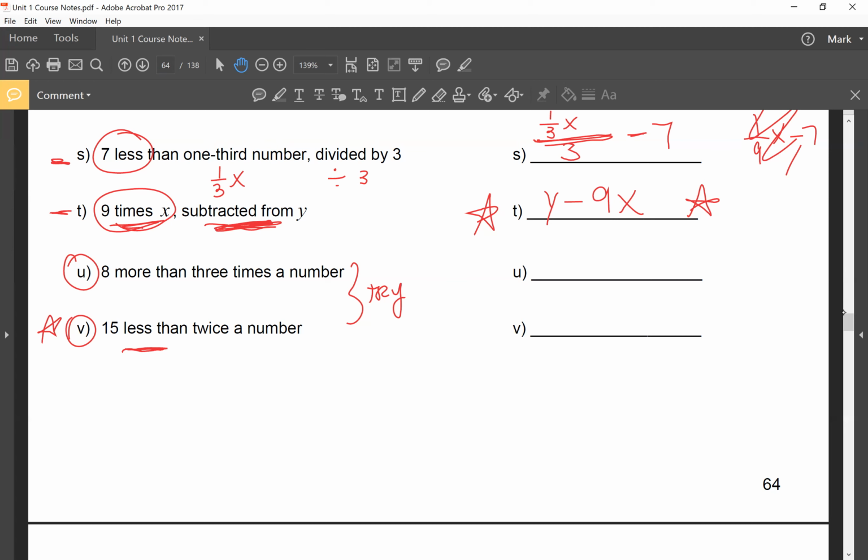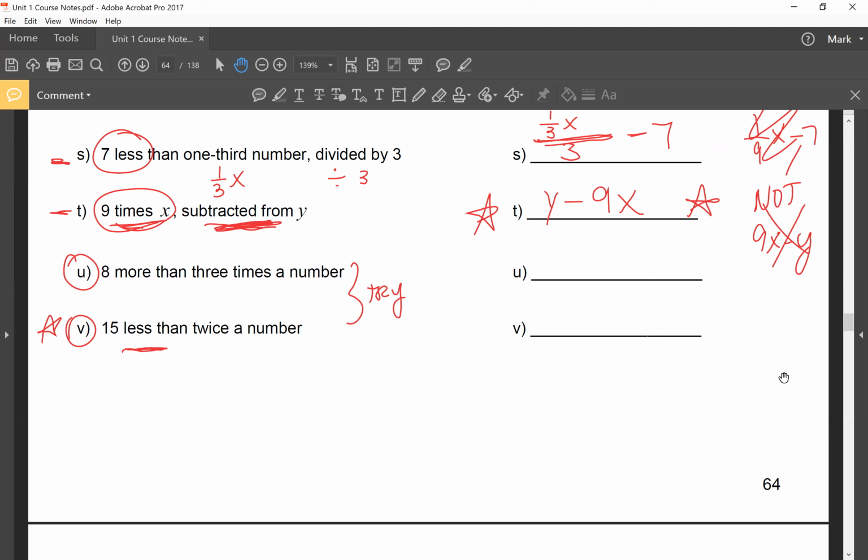9 times x subtracted from y is this. It is not 9x minus y. They are not the same thing. And again, the sentence order doesn't mean that the equation is in that order, not at all. So just because 9x is on the left in the sentence doesn't mean it's 9x first in the mathematical expression. And again, this is a challenge, but you got to be careful.